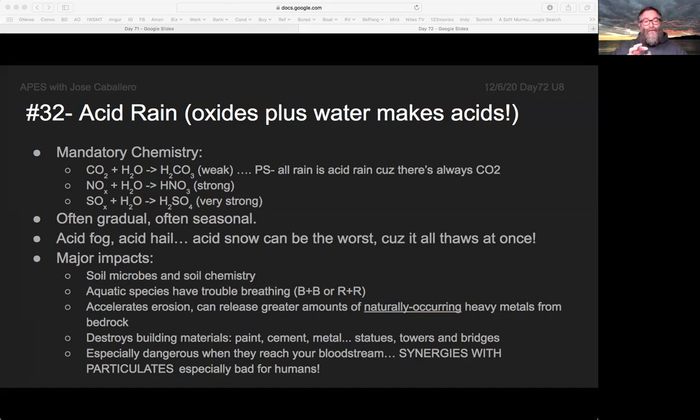One last thing that's also not on this slide, I'd like to be really clear, where I said it's often gradual and often seasonal, that should also say it's very localized. Like if you live in a part of town where there's a smokestack from a coal-burning power plant, your rain will be different than somebody who lives a few miles away without the smokestack. This rain will be cleaner. When it rains on the smoke from the smokestack, you make acid rain. So remember, this can be very, very localized. You often see bullseyes of impact around the source of the oxides, the SOx, the NOx, or the carbon oxides.